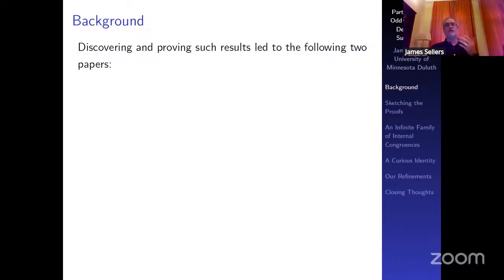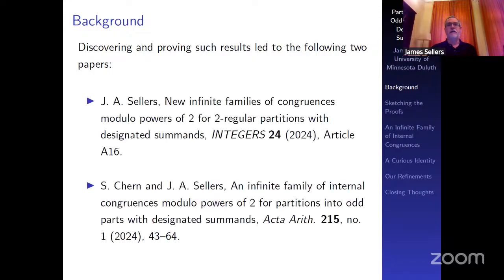So discovering and proving these kinds of congruences actually led to 2 papers. I'll just mention them quickly. One of them was a paper in Integers that appeared last year, which was in essence a follow-up to the Herden et al. paper. And then another one was with Shane Chern that we published in Acta Arithmetica, which I'll talk about in a few minutes, where we found an infinite family of internal congruences, and we allow the modulus to grow as an arbitrary power of 2. So I'll talk about that in just a moment.